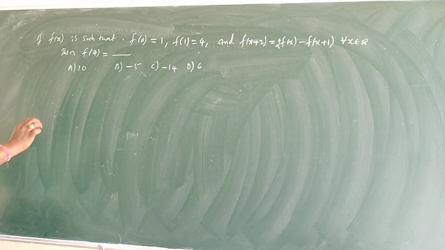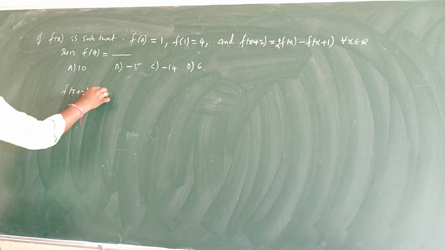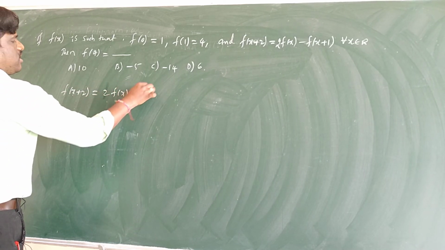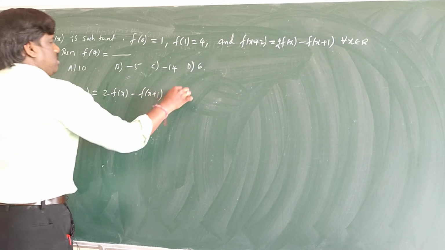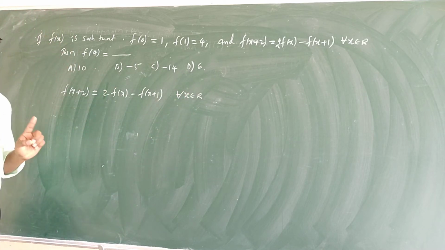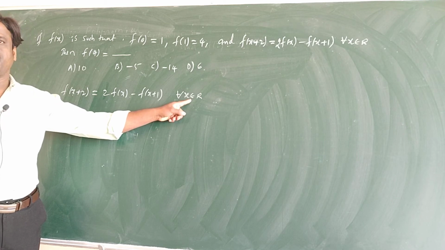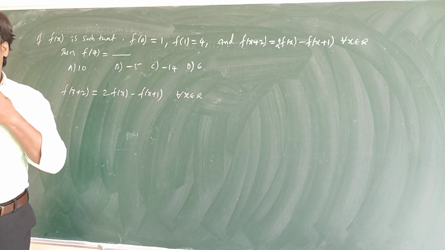Now what is there? f(x+2) = 2f(x) - f(x+1) for all x belonging to the real numbers. It means it is satisfied for all real numbers. This is the main important thing. Here it is given that it is satisfied for all real numbers, meaning it is satisfied for 0, 1, 2, anything. So I can take x as I wish.